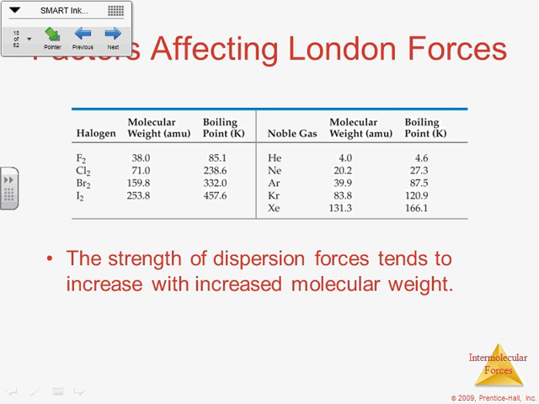Okay? And the reason for that is the bigger they get, the more polarizable they are, and the stronger their London dispersion forces. Okay? And the stronger their London dispersion forces, the higher their boiling point, because now they're holding on to each other a little bit more tightly. Okay? So all those I2 molecules stick together a lot better than the F2 molecules, so iodine is a solid at room temperature.